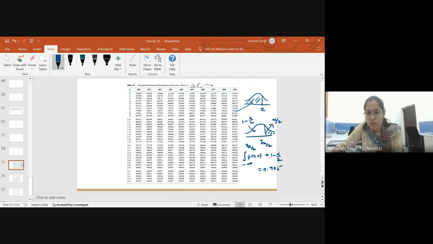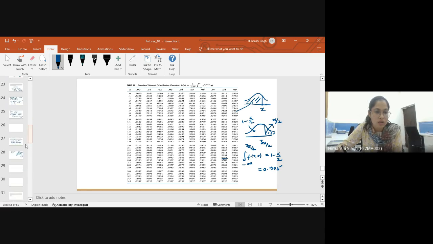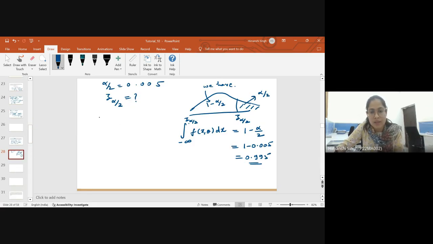Okay, so now we have 0.995. Just find where 0.995 is in the table. Here we have 0.9951, and this is the point 2.58. So z alpha by 2 is 2.58.